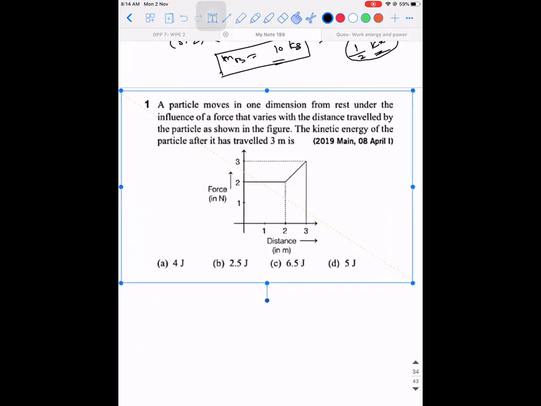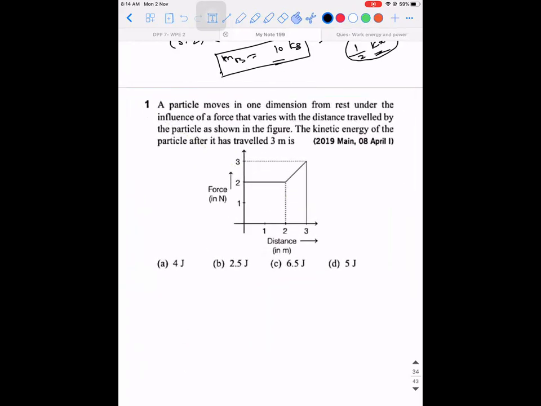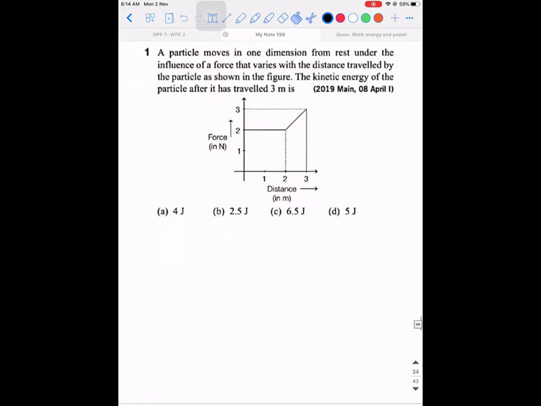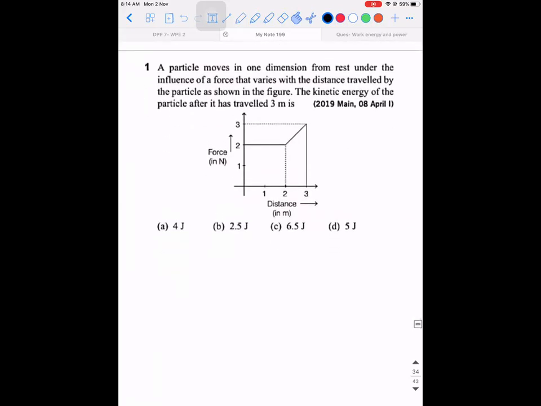Tell me how to do this. A particle moves in one dimension from rest under the influence of a force that varies with the distance traveled by the particle, as shown in the figure. The kinetic energy of the particle after it has traveled 3 meters is?